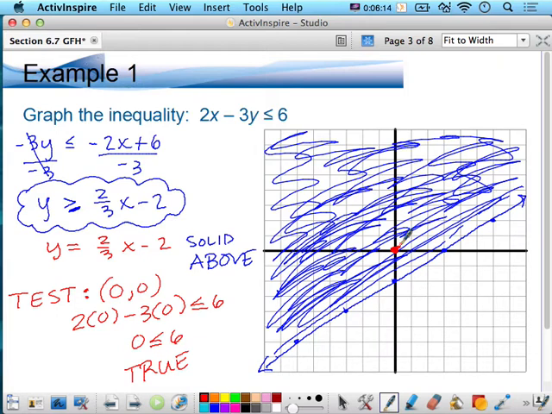If I picked the point 5, negative 2, 1, 2, 3, 4, 5, negative 2, and I substitute that into the original, should that make it true or false? False, because it's in the unshaded area. So we could check that one. 2 times 5 is 10, and negative 3 times negative 2 is positive 6. And we can look at that and see that 16 is not less than or equal to 6. It's false. So if you're unsure where to shade, just plug points in and see if it makes it true or false. Shade where it's true, not where it's false. So that's example 1.